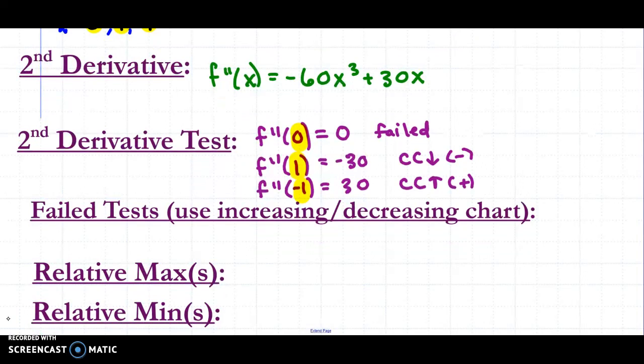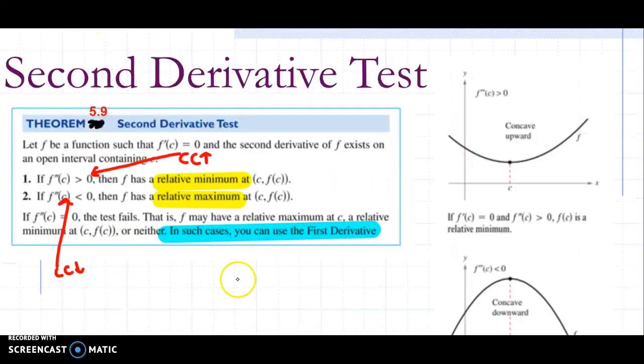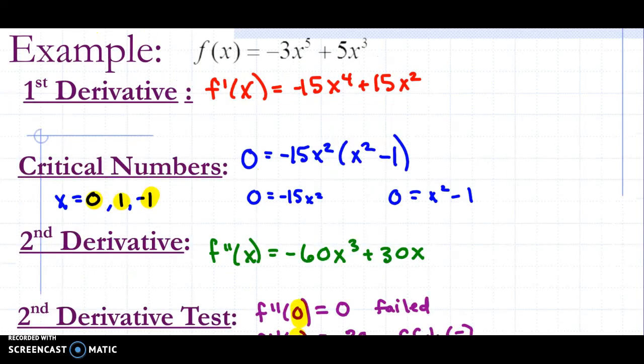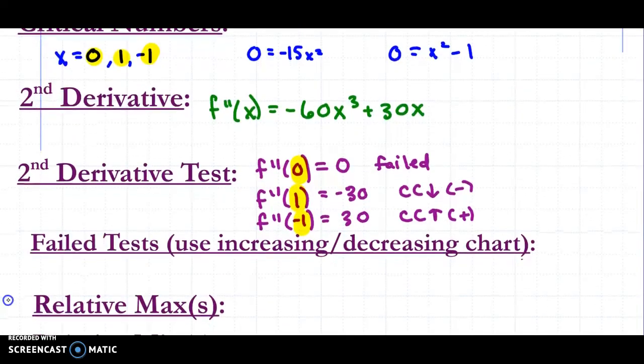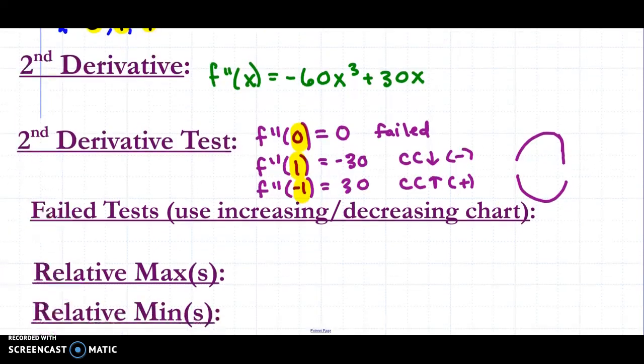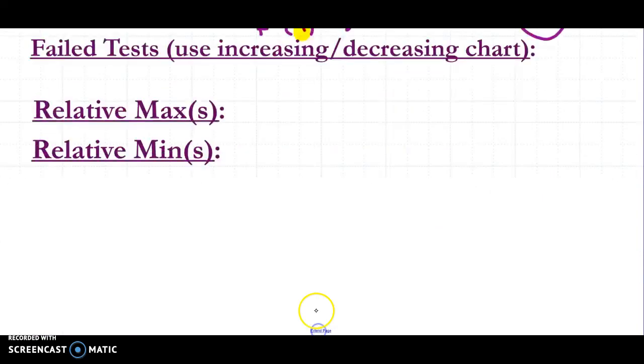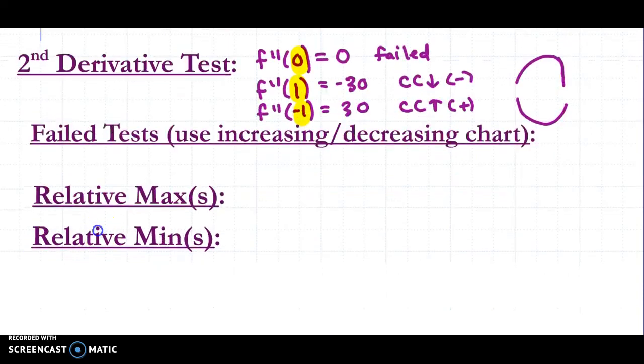So right now we know, just based off of the second derivative test, right now we know that here at 1, we're going to have a relative max, right? Because if it's concave down, we'd have a max. And if it's concave up, we'd have a relative min. So far we know that much. We do want to check out 0. Even though it failed the test, we can use our increasing decreasing chart that we use in the first derivative test, to just check out that one.